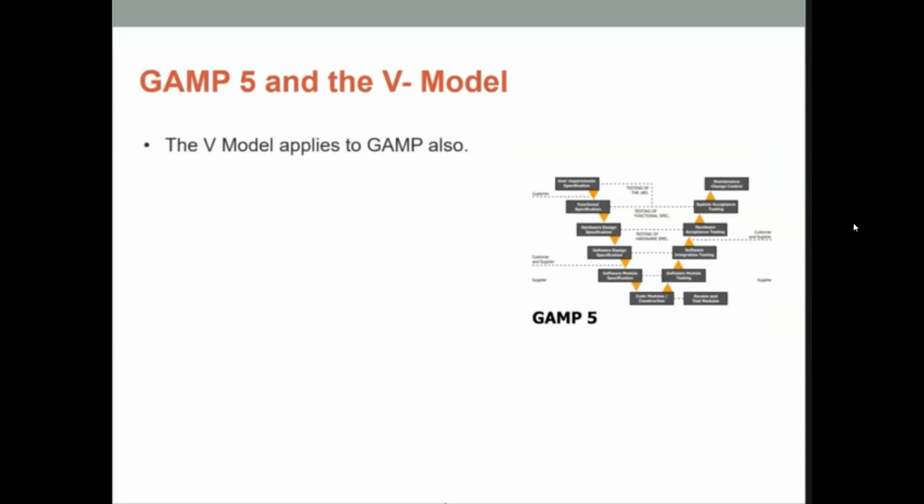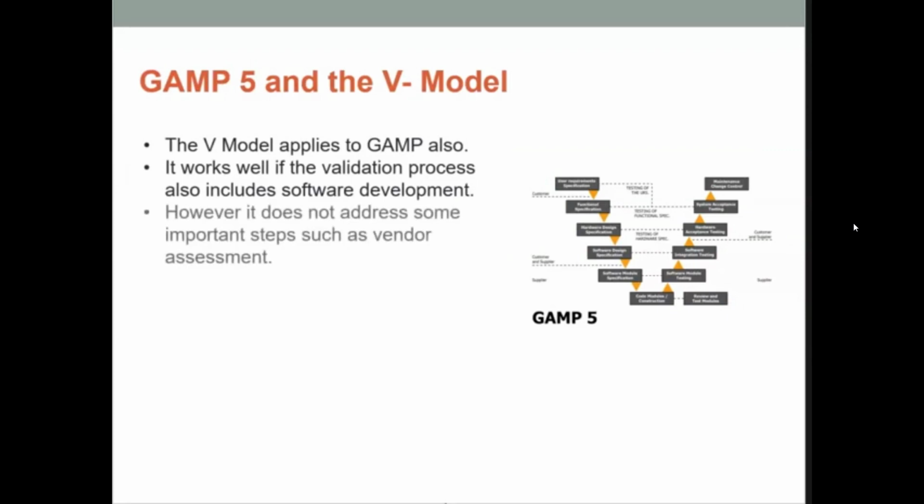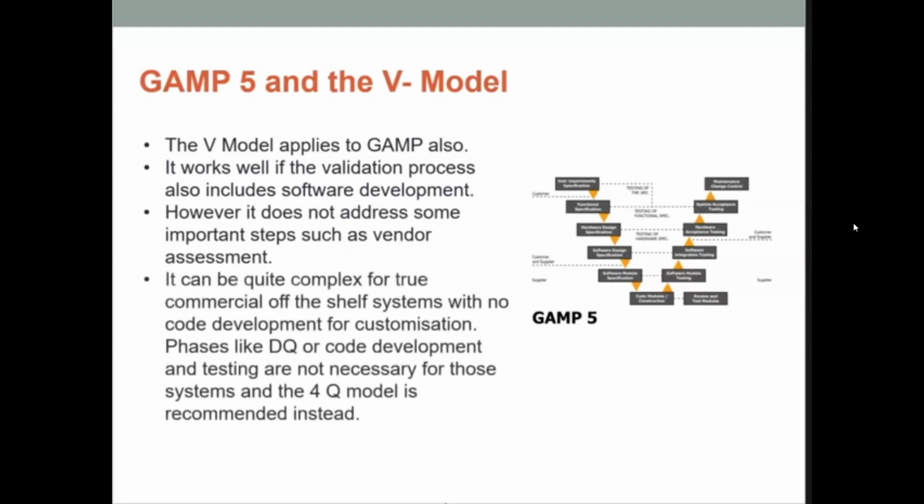GAMP5 and the V model. The V model can also be applied to GAMP. It works really well if the validation process also includes software development. However, it does not address some important steps such as vendor assessment. It can be quite complex for true commercial off-the-shelf systems with no code development for customization. Phases like DQ or code development and testing are not necessary for those systems, and the 4Q model is recommended in that case instead.